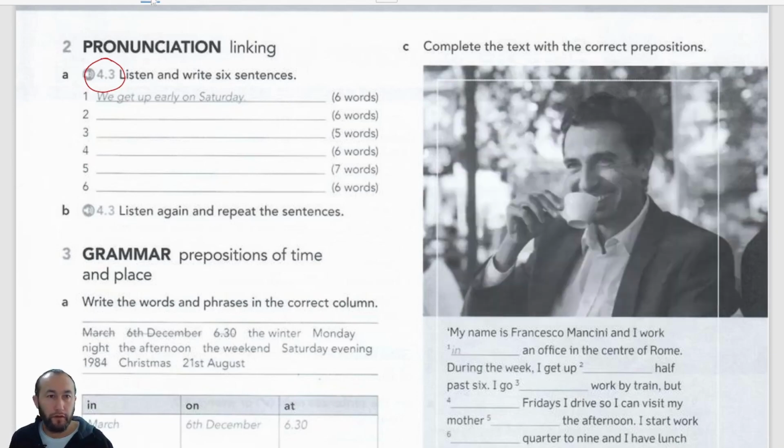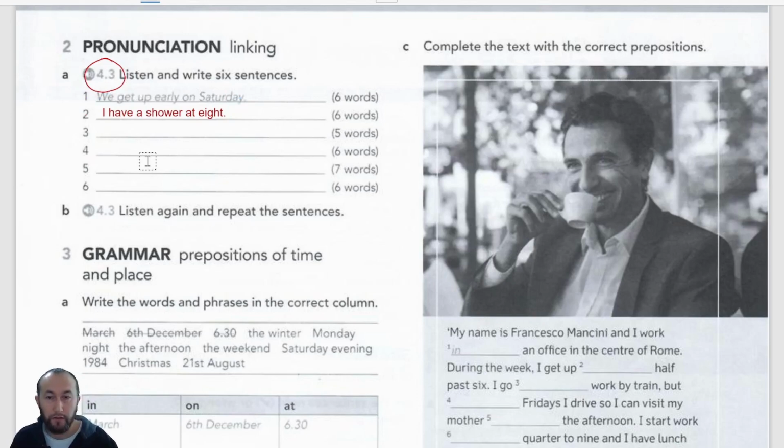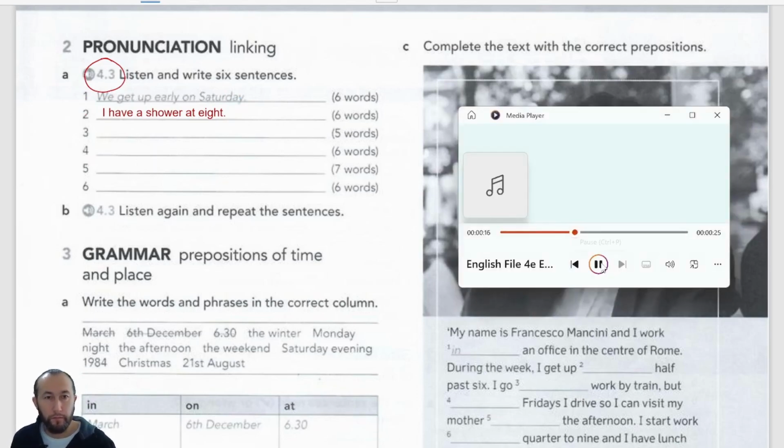Okay, so we're going to write it down here. I have a shower at 8. So we've got 6 words here. I have a shower at 8. That's good. We're happy. Number 3.